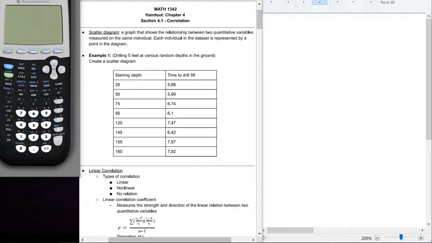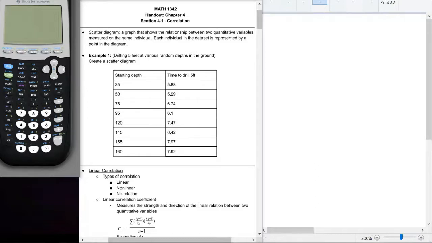In section 4.1, we're looking at correlation. Correlation means we're trying to find a relationship between two variables. Is there a trend that exists? Whenever one variable increases, does the other increase or decrease?